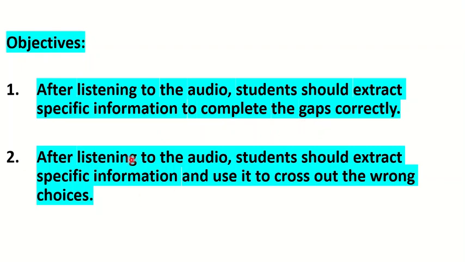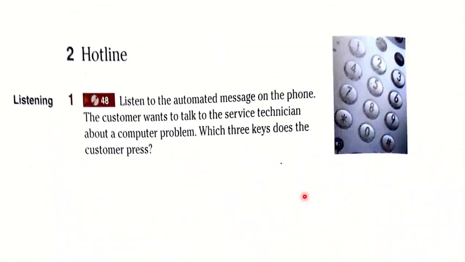Number two, after listening to another audio, you should extract specific information and use it to cross out or delete the wrong choices. The sentence has maybe two choices. One of them is correct and the other one is wrong. You need to cross out or delete the wrong choices. Okay? Now, this is the lesson hotline.